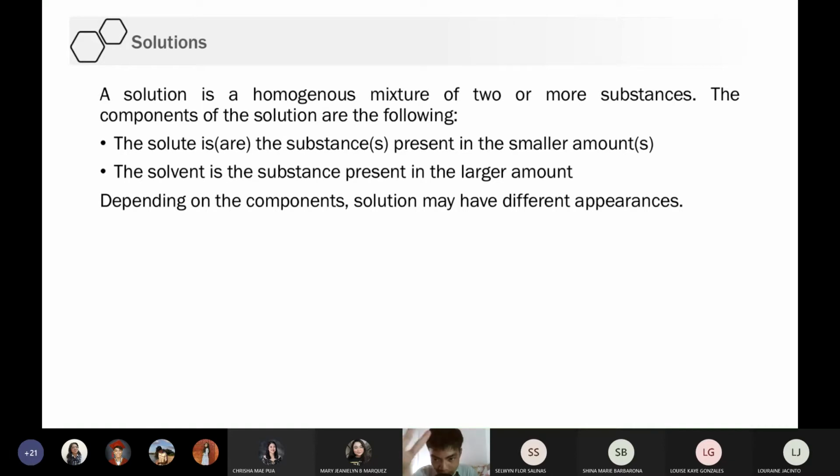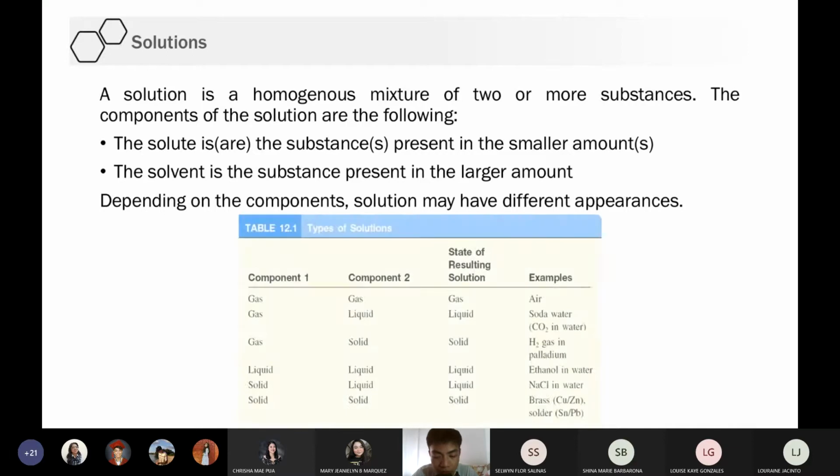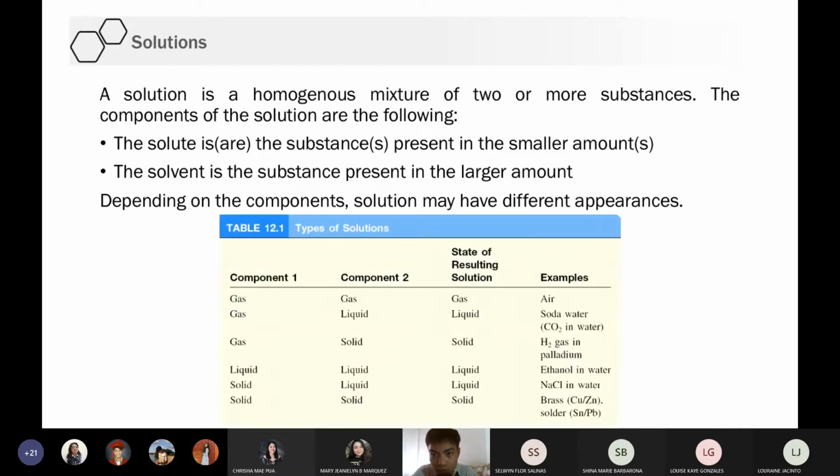So again, a solution has two components. Solute is the small amount of matter. Solvent is the larger amount in terms of quantity. However, in chemistry, when we say solvent, usually we are pertaining to water, because water is the universal solvent in science. So when we say solvent here, most of the time we are pertaining to water. Okay? So depending on the components of your substances, our solutions can have different appearances.